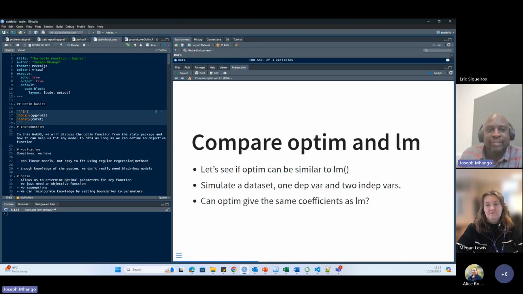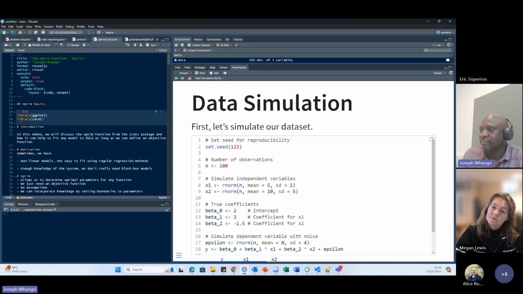First, the way I thought I should try it is to just simulate a data set with one dependent variable and two independent variables, and fit a linear regression model on it using the LM function and see the coefficients that LM would give us, and then use Optim on the same data and see what Optim would give us, to see if Optim would give us almost the same coefficients as the linear regression.